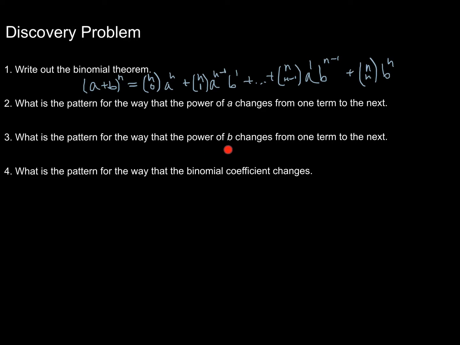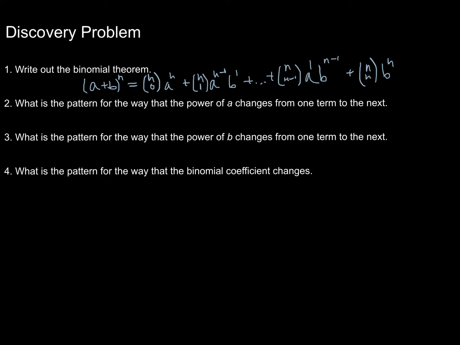The pattern of the power of b is that it starts at 0 and increases by 1 each time, so that by the end we've gotten to b to the n. In other words, we've chosen to multiply a b from each of these buckets.